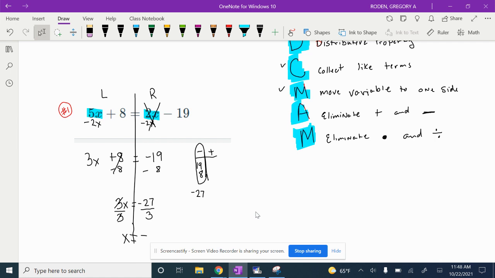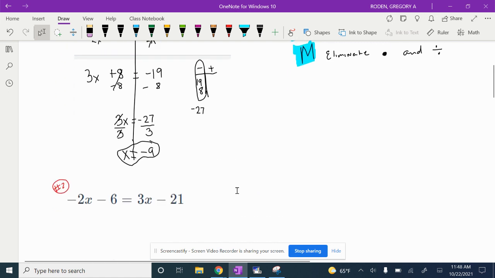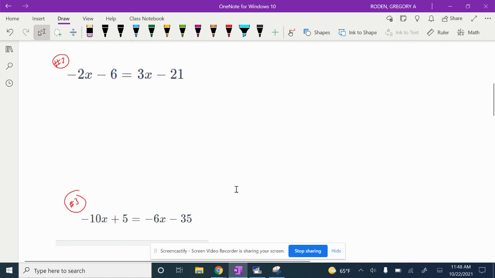And 27 divided by 3 is 9. So my final answer is negative 9. All right, so go ahead and see if you can do number 2 on your own.